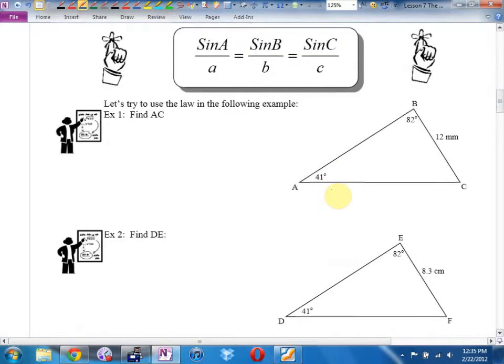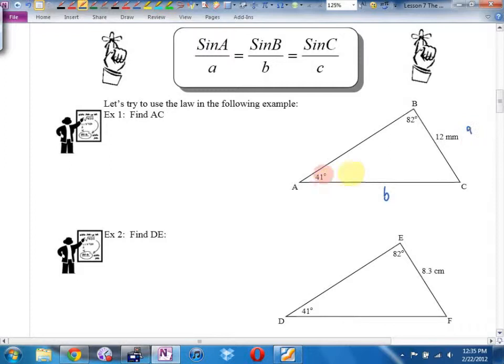Example 1. It says, let's try to use the law in the following example. Cole, what does it want me to find? Is there a 90-degree angle in this question? Then I'm not going to label it opposite, adjacent, hypotenuse. What am I going to call AC? What angle is this? So little b. What other angle do I know, Cole? So let's call the one across from it little a.